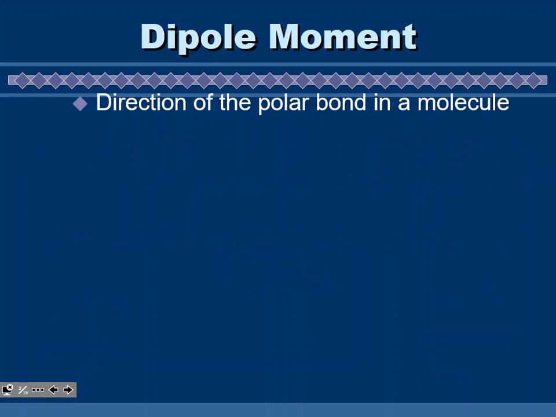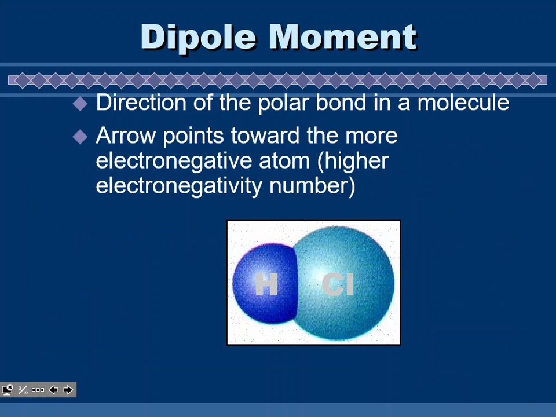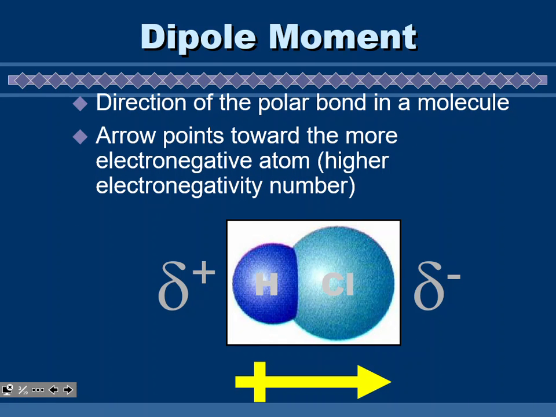Dipole moments show the direction of the polar bond in a molecule. The arrow points towards the more electronegative atom, the one with the higher electronegativity number. Like so, if we're talking about HCl here, the H is of course less electronegative, partial positive. The Cl is going to be partially negative. We use an arrow pointing towards the Cl to show us where the electrons are spending most of their time. So this one has a polar bond in it.